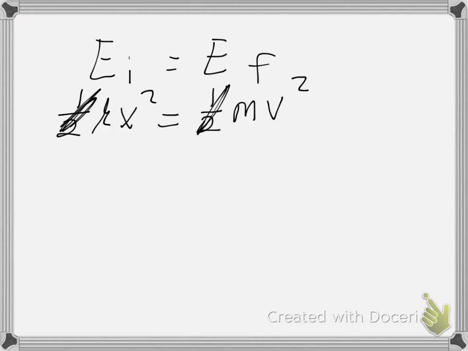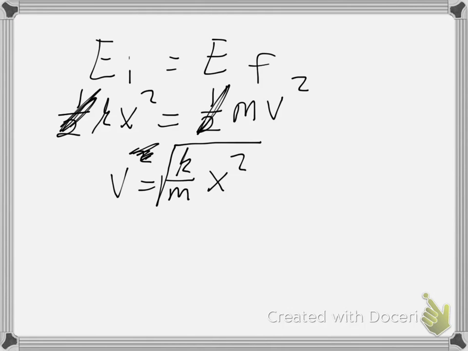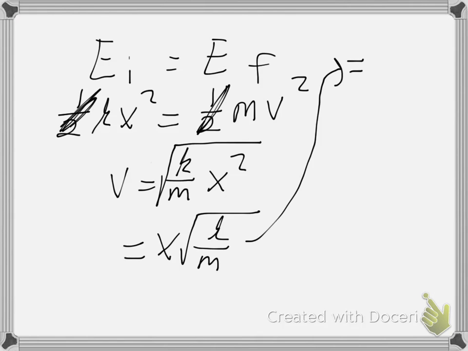Okay? And to continue solving for v, I divide both sides by m. And then I take the square root. And because this is the square root of k over m times x squared, sometimes people write it as x times the square root of k over m. Okay, so if we do this, this is going to equal 0.1 meters times the square root of 12, and I'm going to drop the units for space sake, but know that the units are still there.